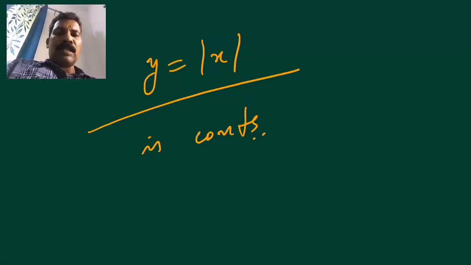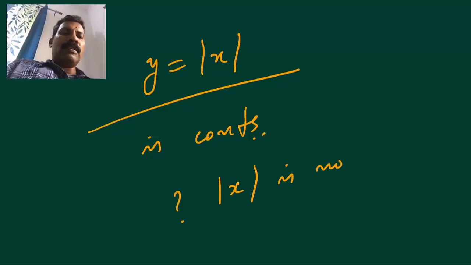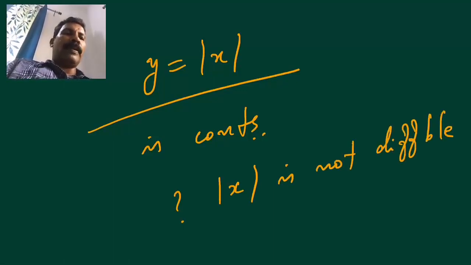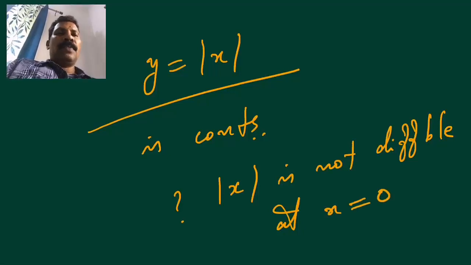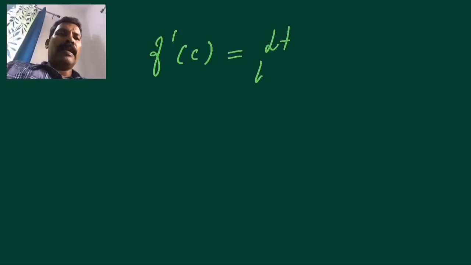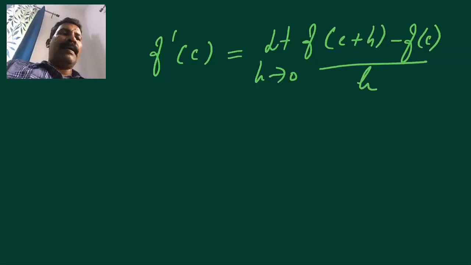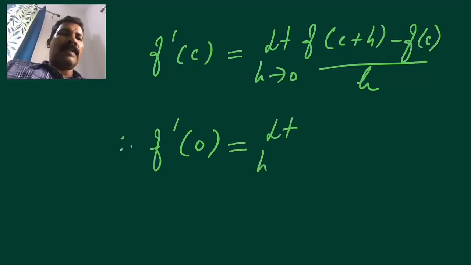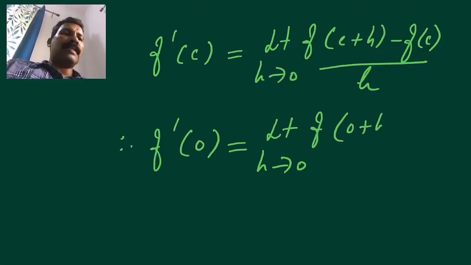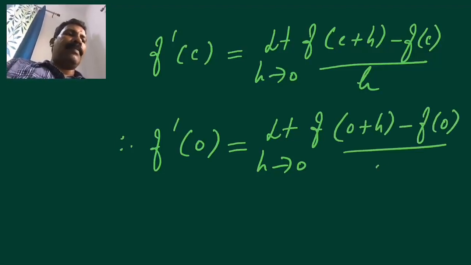In order to say that the modulus function is differentiable, it has to be differentiable at every point in its domain. But we are going to prove that the modulus function is not differentiable at x equal to 0. Then how to prove it? Recollect that f dash c is equal to the limit as h tends to 0 of f of c plus h minus f of c divided by h. Therefore we have to find f dash 0, that is the limit as h tends to 0 of f of 0 plus h minus f of 0 divided by h.